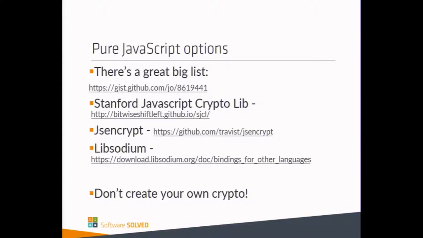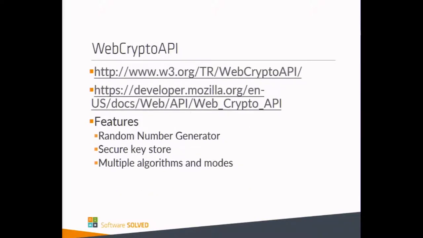And they fall foul of basically the first rule of cryptography, which is don't create your own cryptography. Use somebody else's, something that's been inspected and analyzed over the years and proven to be decent. So then along comes the web cryptography API, which is a W3C standard.